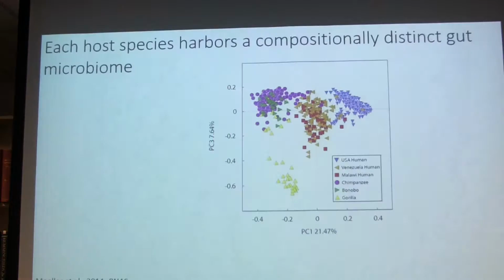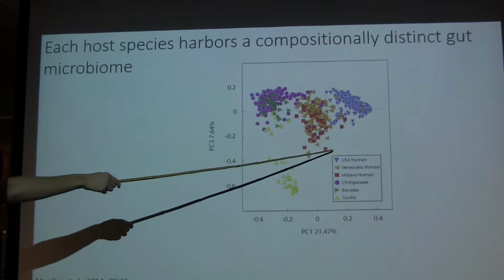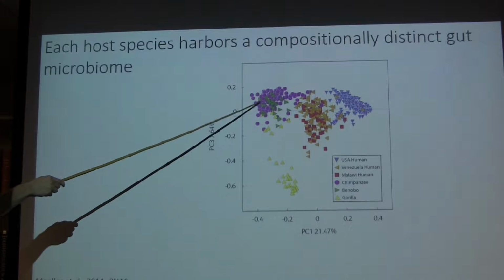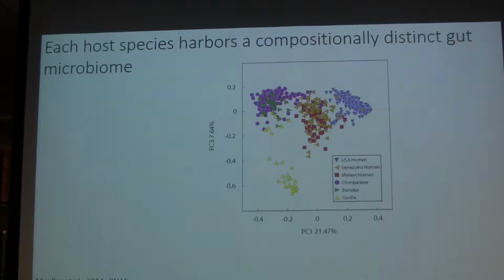So to visualize this in a different way, we can use principal coordinates analysis. So here is a principal coordinates plot based on the relative abundances of bacterial genera recovered from each sample. And I want to note that these 2 axes only explain about 1/4 of the variation in the data set. But even with that in mind, you can see some clear distinctions. Humans here, and bonobos and chimps kind of clumping together here, and the gorillas mostly down here. And if you do statistical tests on this, it's very clear that each host species is harboring a compositionally distinct gut microbiome.